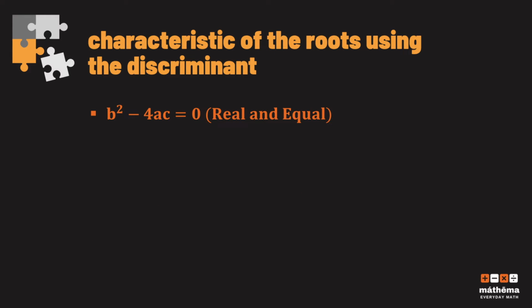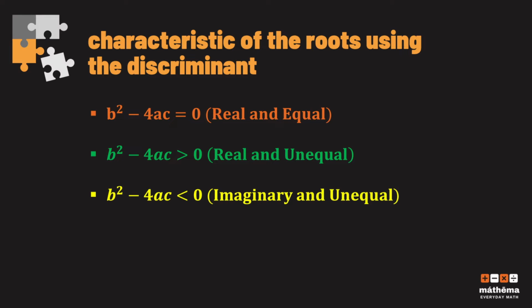So if our discriminant is equal to 0, in other words, b squared minus 4ac is equal to 0, the roots of the quadratic equation will be real and equal. If it's greater than 0, it will be real and unequal. If it's less than 0, we will have imaginary and unequal roots. So to better understand these concepts, we'll have some examples.